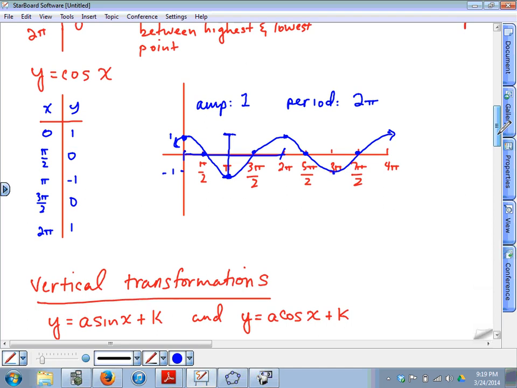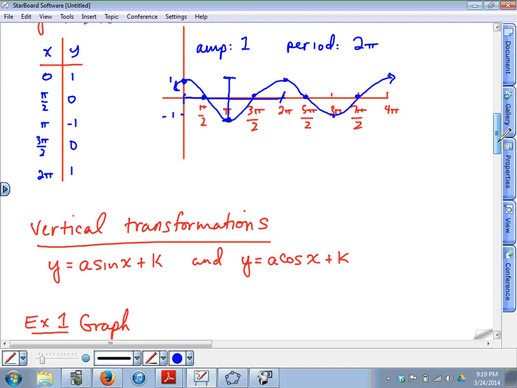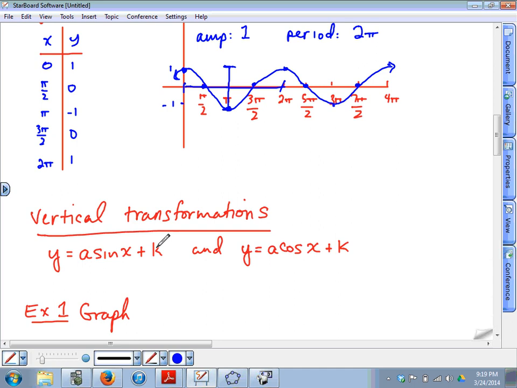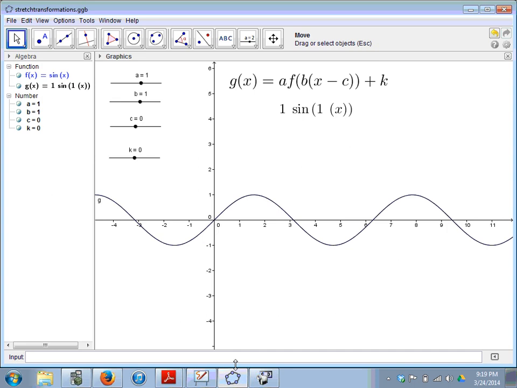Now, these are just the parent functions. What we have to start looking at is what happens when we start putting numbers in front of the function or outside of the function here. So, taking a look at this right here, this is a dynamic software where you can make changes, and according to the changes that you make, the graph changes accordingly. So, focusing on A, if you take a look at where A is, A would be in front of the function, and the function I have now is just a sine function. It starts at 0, 0, the amplitude is 1.